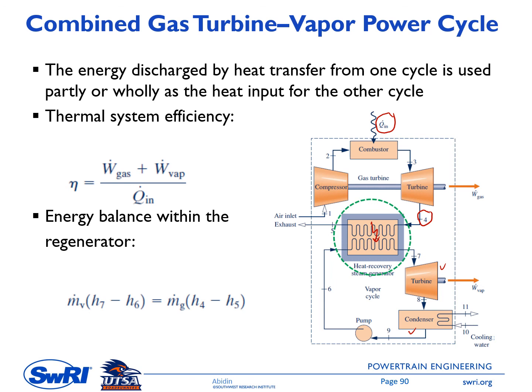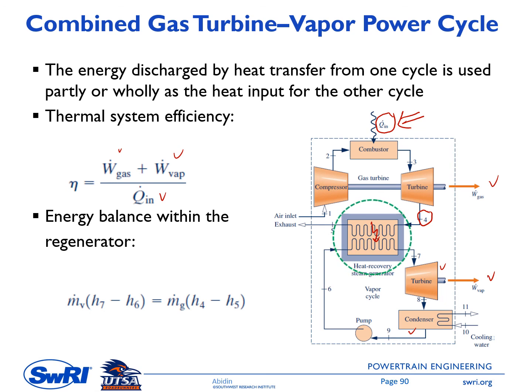So with this combined system, the Q in here is only on this side, and then the net work is coming from the gas cycle side as well as from the vapor cycle side. So the overall thermal efficiency of this combined cycle will be the net work from the gas cycle side plus the net work from the vapor cycle side over Q in. So we will expect an increase of the thermal efficiency with this combined cycle.